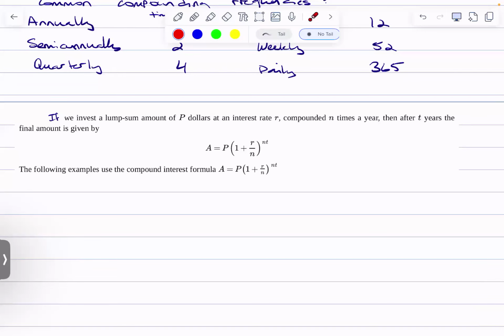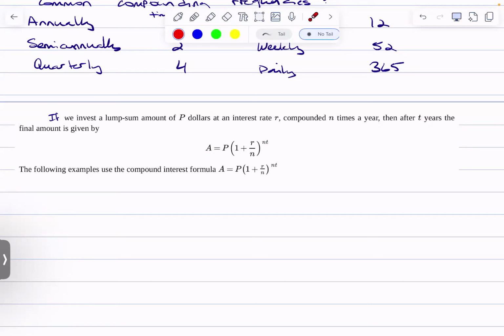So if we invest a lump sum amount of P dollars at an interest rate R, compounded N times. So that's our newest addition to the family here, a lowercase n, which is going to be the number of compoundings per year. I'll make a note of that down here, but let's just read the rest of this blurb first. Then after T years, and so now T is definitely going to be in years, then the final amount is given by this formula.